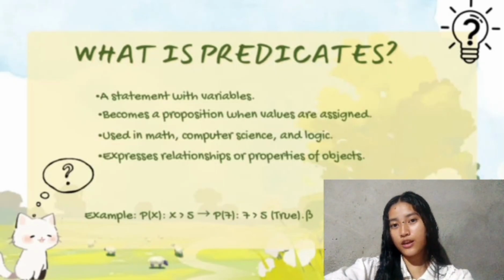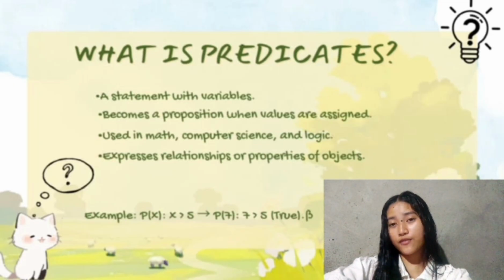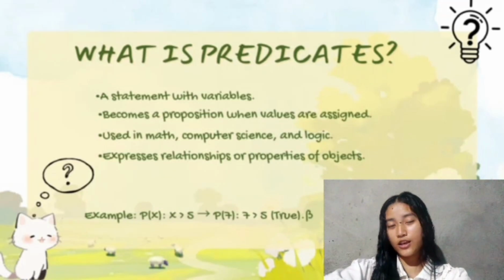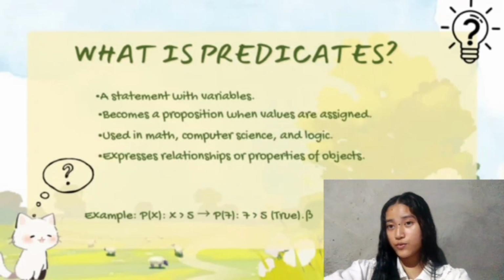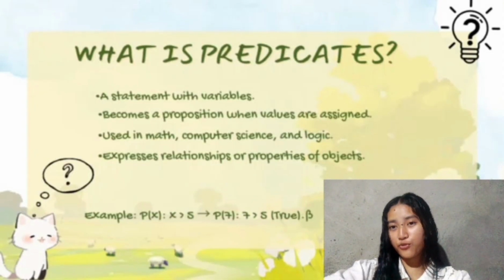For example, take a predicate P(x): x is greater than 5. If we assign a value like P(7), it becomes 7 is greater than 5. Since that is true, the predicate has now become a true proposition.